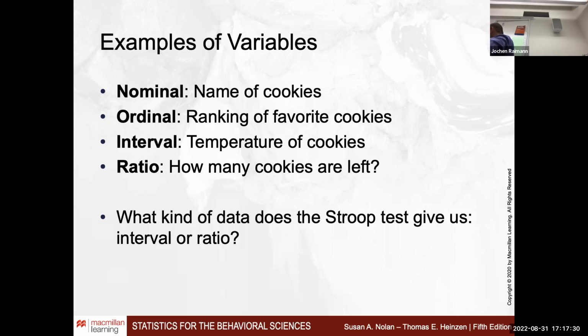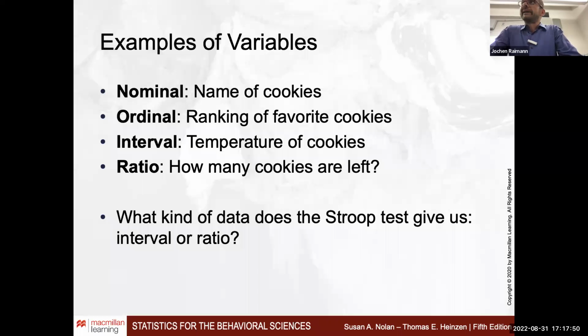And the distinction to ratio is that it could not go below 0. For the number of cookies that are left, you can't have negative cookies except for when you give cookie loans. So it's not possible, right? Yes, you go first.